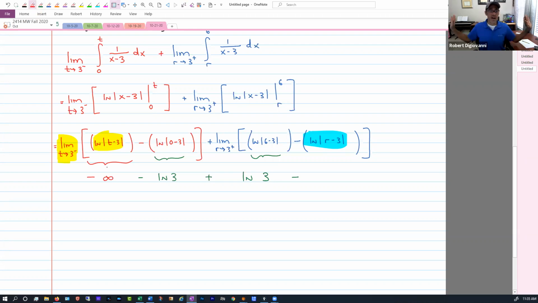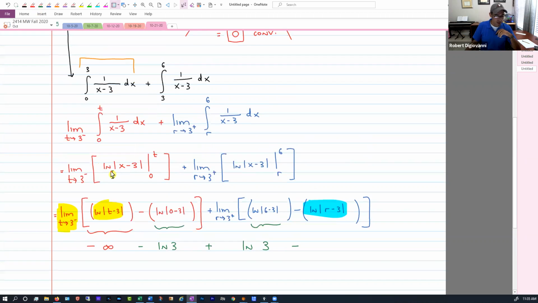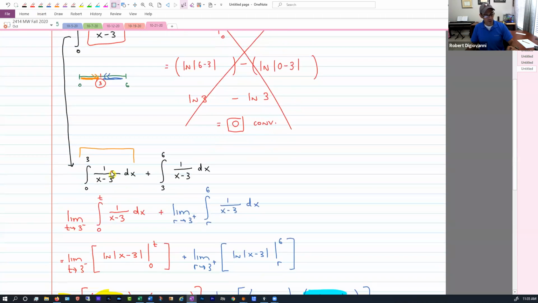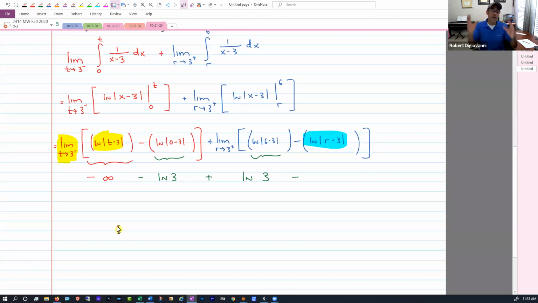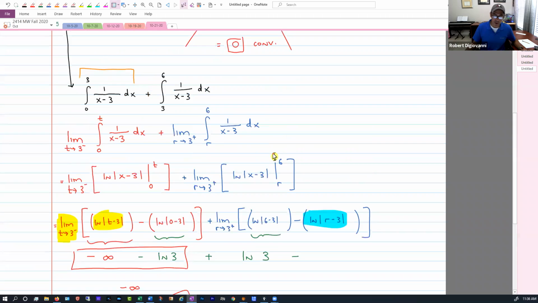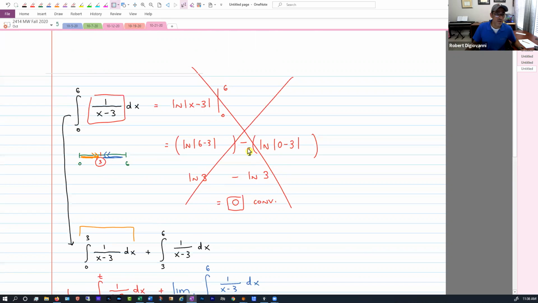At this point, we can stop, because this goes from last class also: if you ever have an integral and you split it into 2, the only way that the whole thing can converge is if everything converges. So if one of these two integrals diverge, the whole thing diverges. Because of this result right here, that's going to negative infinity, we can say that the whole thing diverges. And remember, when I did the problem earlier, I said the answer was 0, that it converged. That's incorrect.